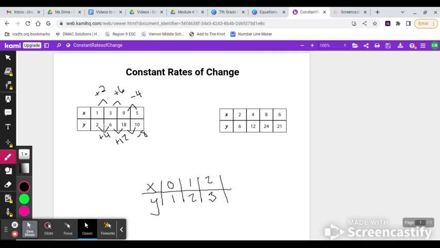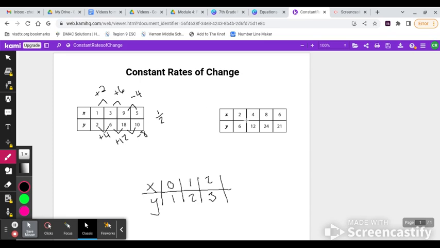Okay, the constant rate of change here would be 1/2. Right, that's also the unit rate. Later we're going to talk about slope. It's also the slope. So all three of those things mean the same thing. That's the constant rate of change. For every 1 x, the y is going to change too.